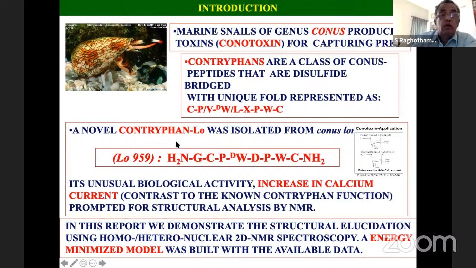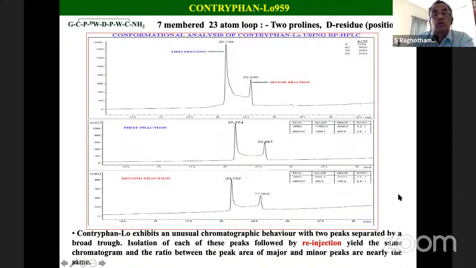Now, this is called contrafan laurosii because it's obtained from that species. And this has a molecular weight of 959. So henceforth, we call it LO959. Here's the sequence. And why we picked it up is that it has unusual biological activity: it increases the calcium current, in contrast to the known contrafan functions. So we did all these NMR experiments and finally energy minimized this model to get the structure.